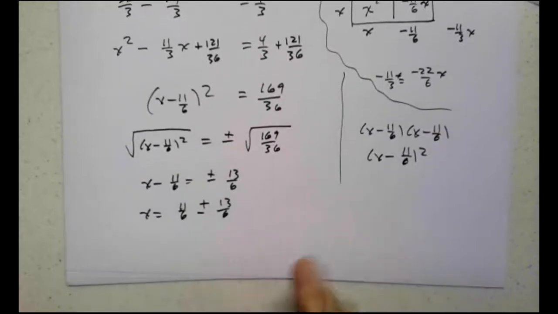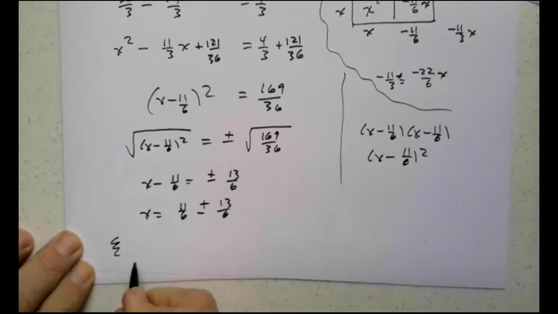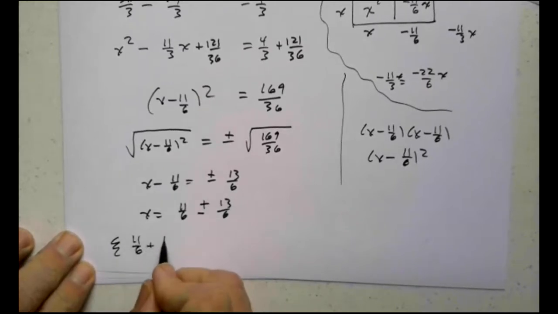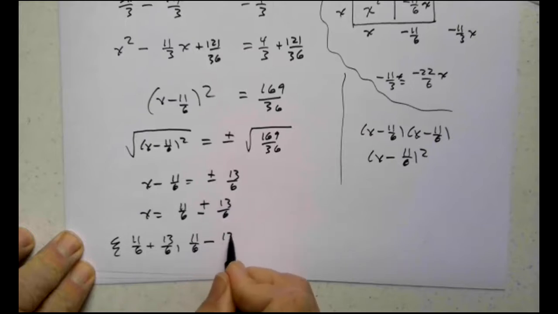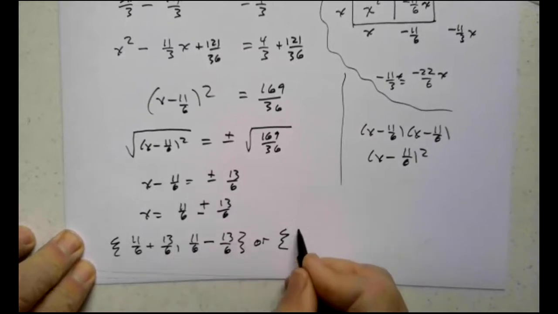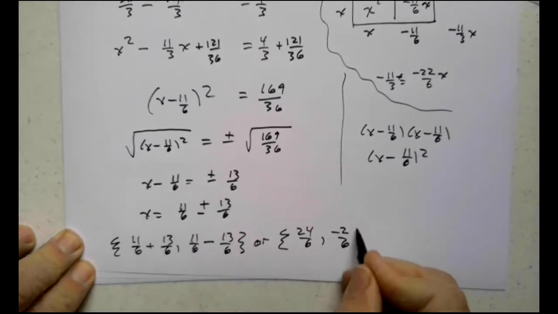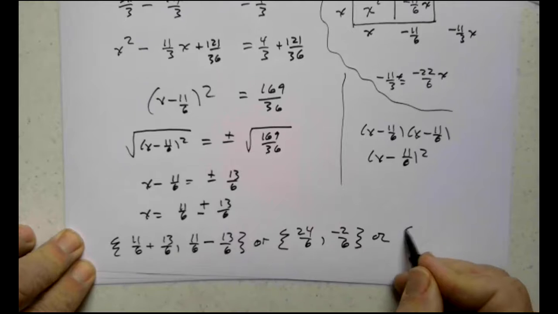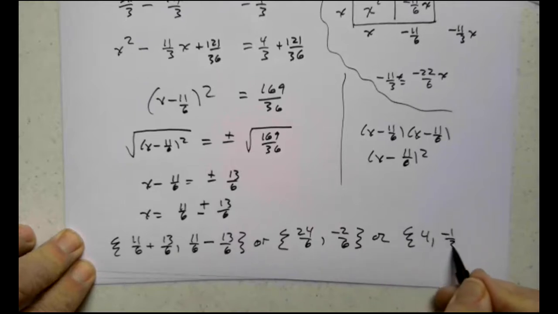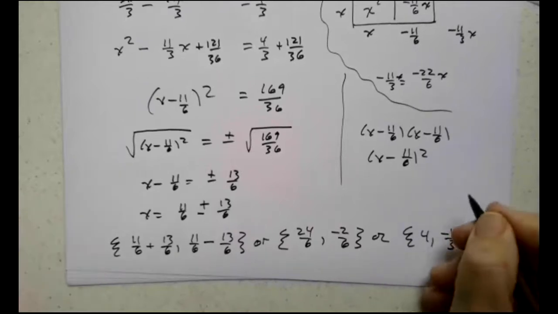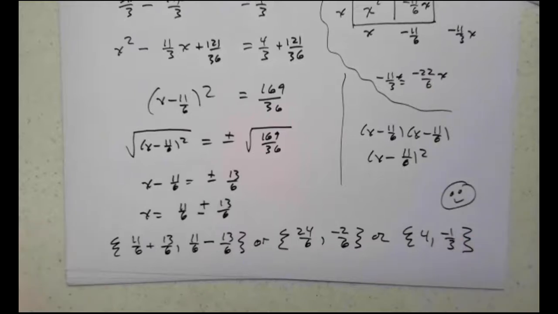So what are my two answers? 11/6 plus 13/6 and 11/6 minus 13/6, or 24/6 and negative 2/6, or 4 and negative 1/3. And that makes me happy because that agrees with what I obtained when I did factoring and when I did the quadratic formula.